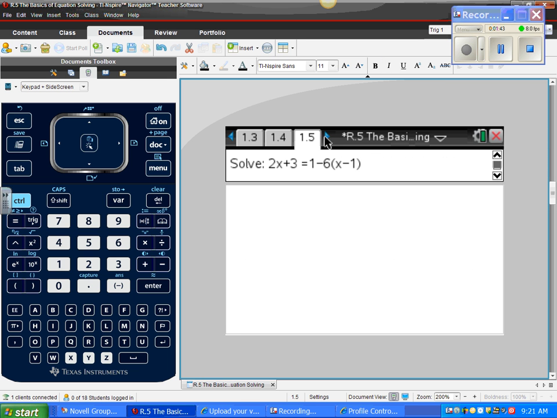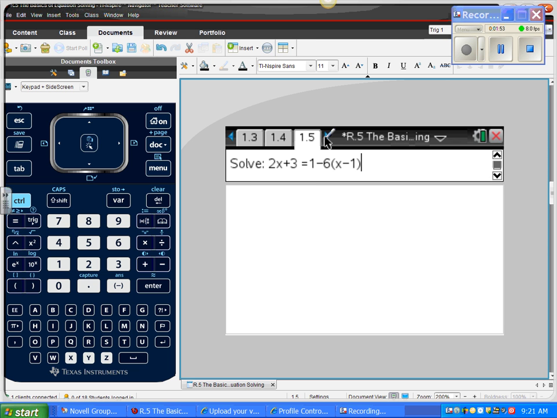Here's the first one: 2x plus 3 equals 1 minus 6 times the quantity x minus 1. Don't forget you're going to be using order of operations to solve these. So what's our first step here? You're probably thinking, I don't like the way this looks, so let's distribute that negative 6 through. I think that's a great idea.